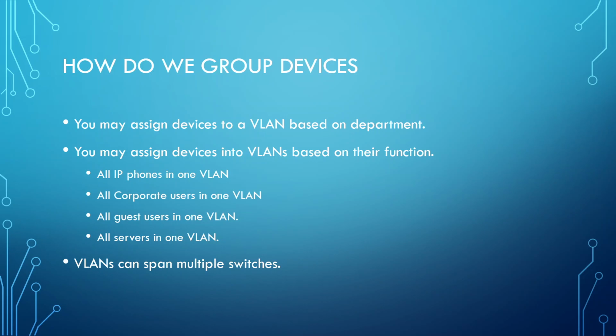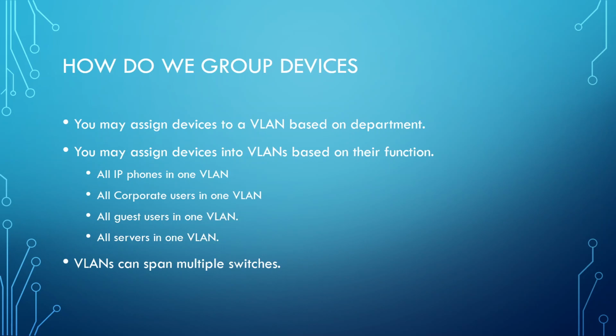Or what you can do, you can group devices based on the function. So you may have all IP phones in one VLAN, all corporate users in one VLAN, all guest users in one VLAN, and all servers in one VLAN. And because they're in separate VLANs, in order for them to communicate, they will still have to go through a layer 3 device, meaning we can still implement some sort of security policy.